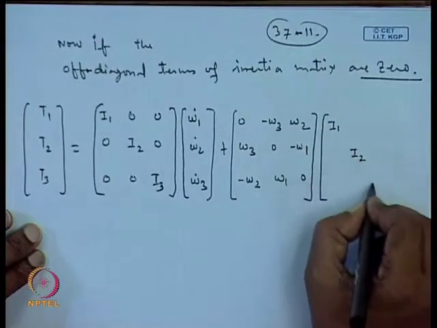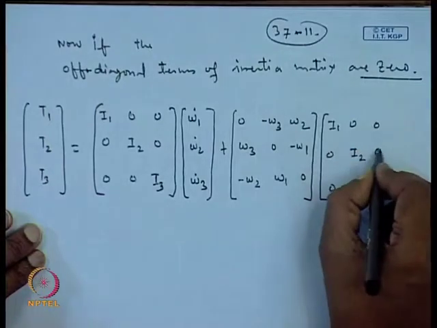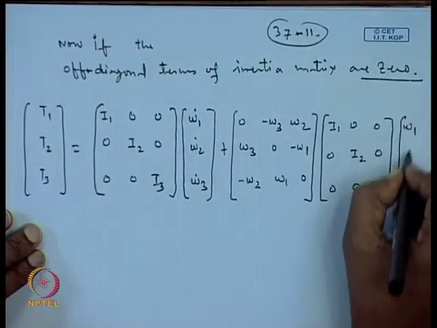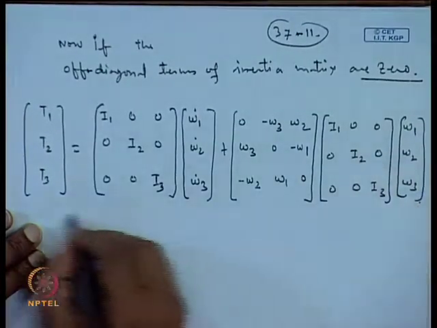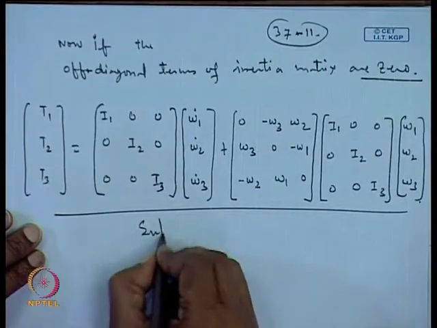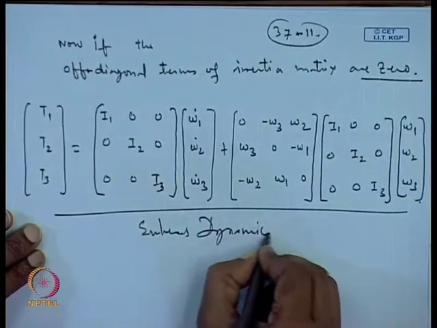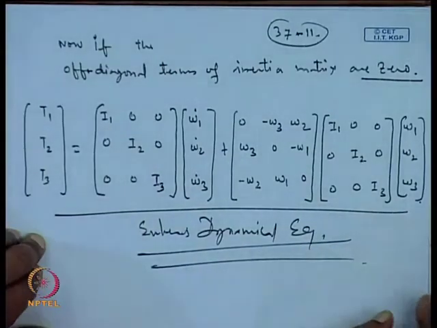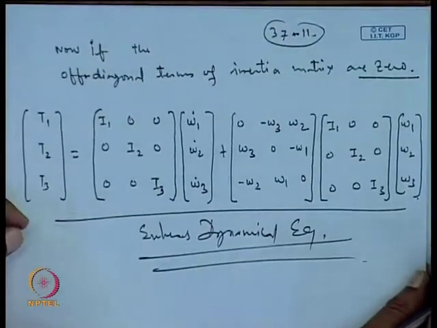I 1, I 2, I 3, and this is nothing but your Euler's dynamical equation. This is what we intended to derive. You can break it down and write each of the components separately.